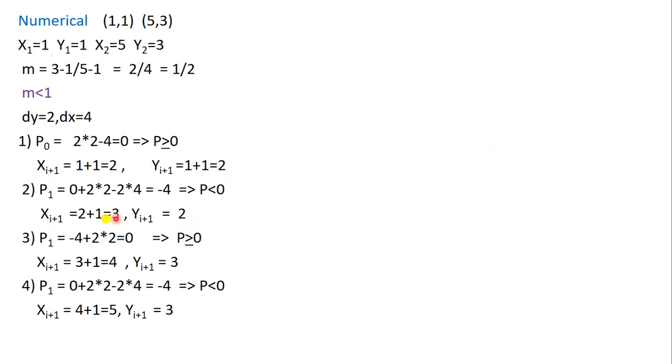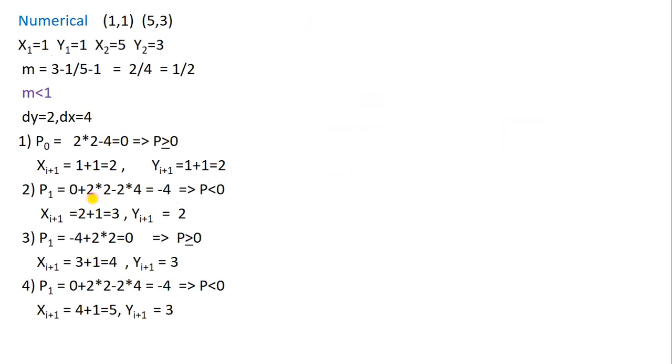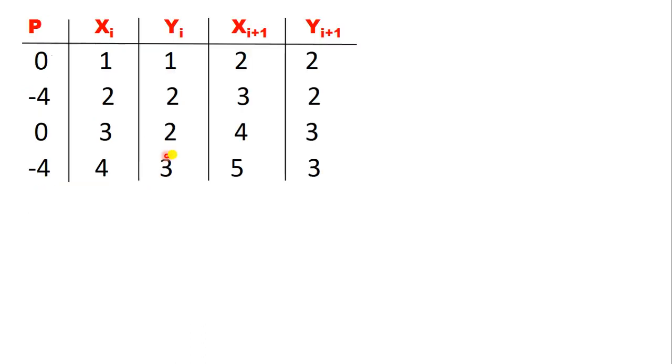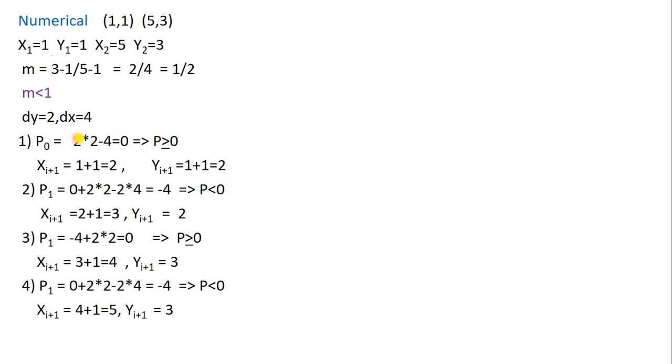Okay, so first, P0 is 0, which means no value, so you can leave that. First you have to calculate 2 dy. So what is 2 dy? 2 as it is, dy is 2, so 2 into 2 is 4, you have to write that here, minus. After that 2 dx, 2 I have written here, dx is 4, so 2 into 4 is 8. Okay, 4 minus 8, the answer is minus 4. That minus 4, what is that? It is the P1 value, the next value. That is less than 0. We have to compare it with 0, and it is less than 0.